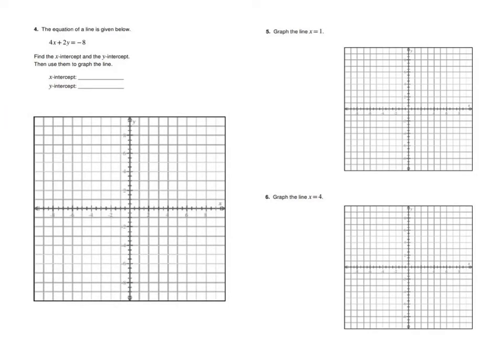So problem 4, we are finding the intercepts again. So I am going to go through and find my x-intercept. I'm going to start by finding the x-intercept, and again I'm changing my y to 0. So I have 4x minus 2 times 0 equals negative 8. That leaves me with 4x equals negative 8. I divide by 4, and I'm left with x equals negative 2. So I'm going to go to my x-axis, and at negative 2, I'm going to plot that point.